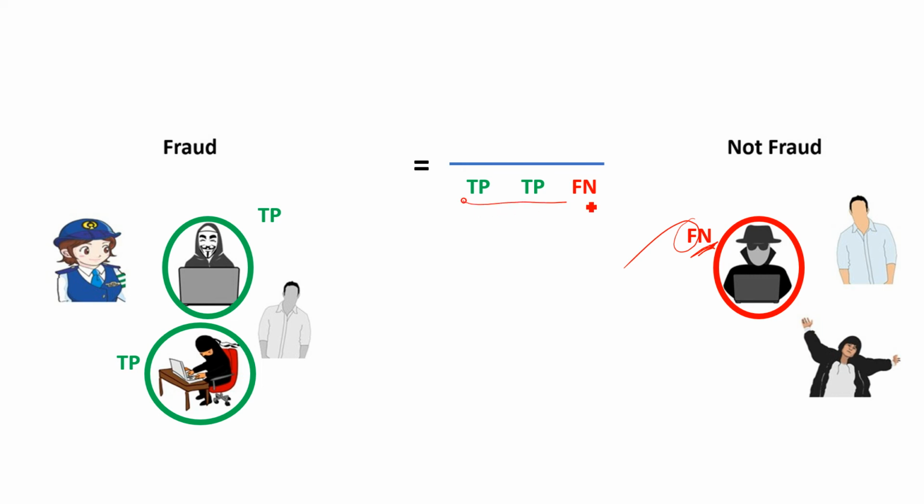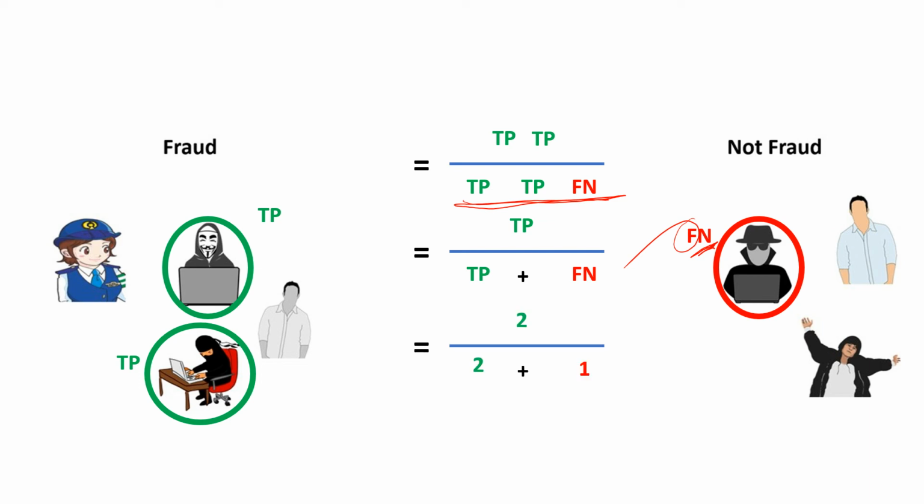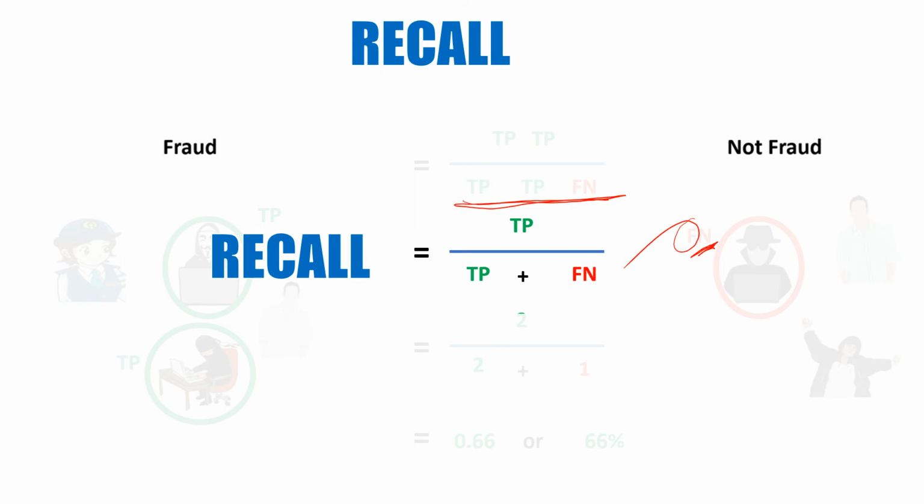Here we are simply taking all the data points which are fraud in reality, not in prediction. Out of these, how many have been correctly predicted as fraud? So we take the total count of true positives, which is 2, and divide it by the total number of true positives plus the total number of false negatives. That is 2 by 2 plus 1, which is 2 by 3, and the final result is 0.66, or 66%. This is nothing but recall. To be precise, the formula for recall is true positive divided by true positive plus false negative.